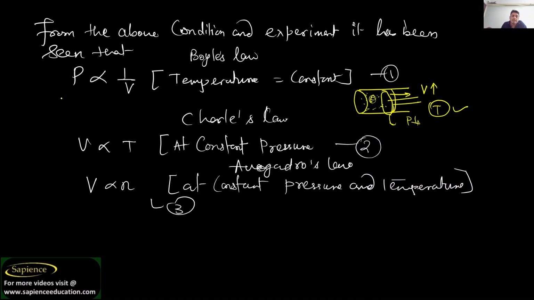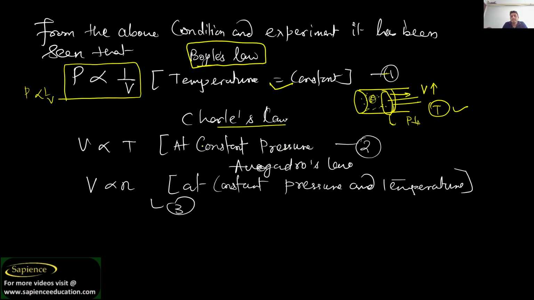So this is what it has given, that pressure is inversely proportional to volume when temperature remains constant. And this is given by Boyle's law. So this is equation 1, that is, P is inversely proportional to V. Now another equation, that is Charles' law.